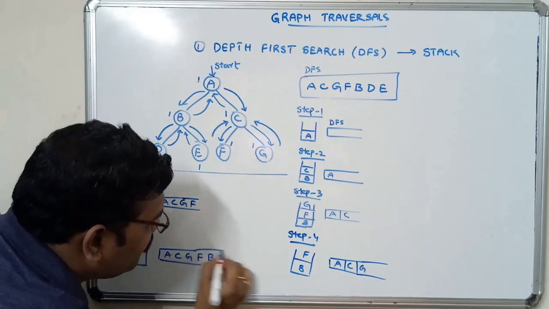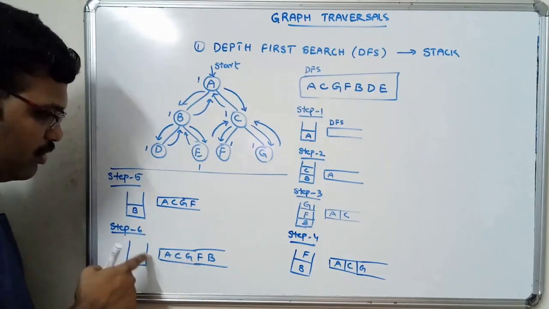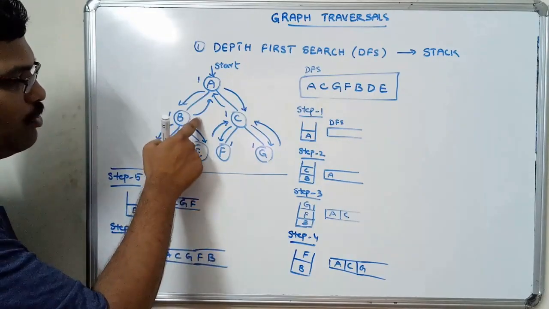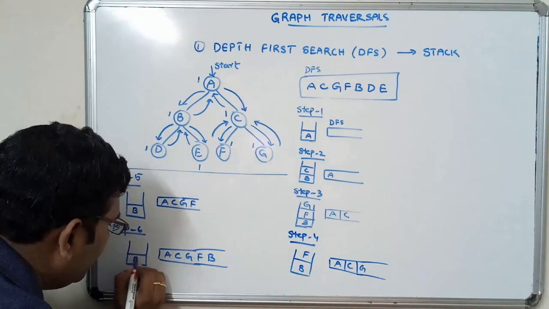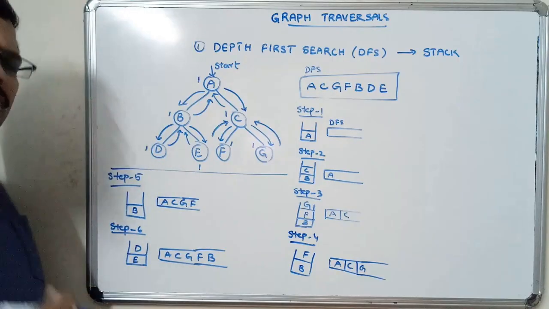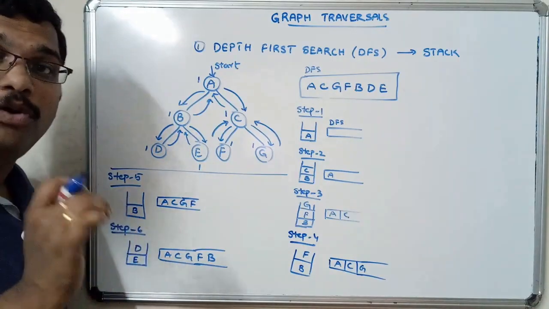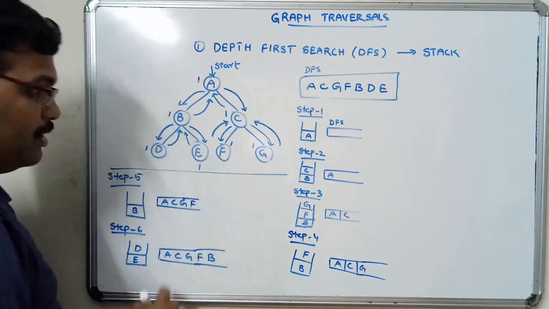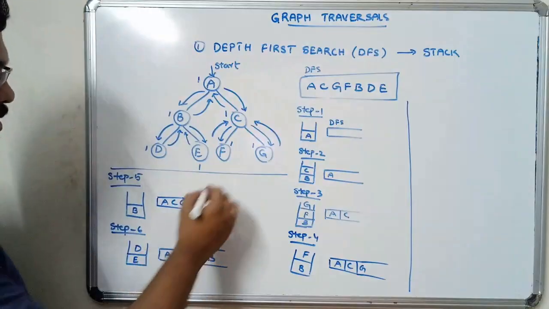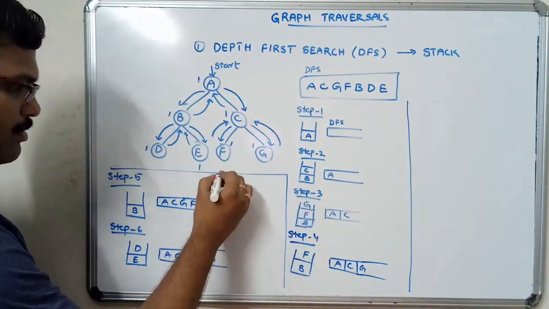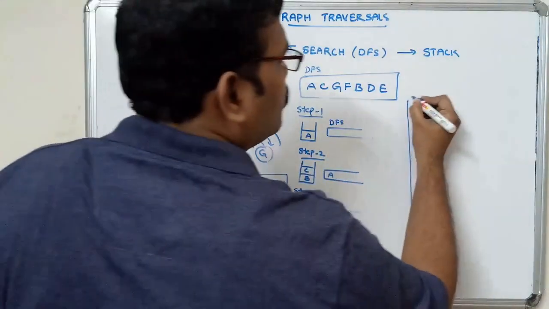So just pop the element and push the adjacent nodes of that element. So what are the adjacent nodes of B? They are D and E. So first I will push E and then D. Anything we can do: first D and then E, or first E and then D, because both are adjacent nodes. Right. So after that, step 6. Now step 7.